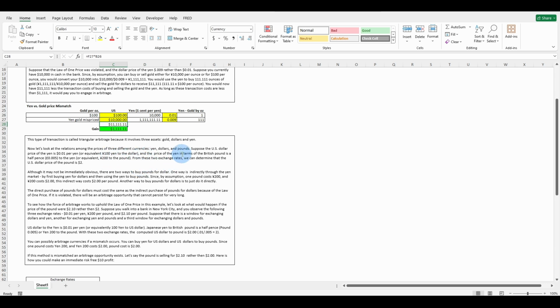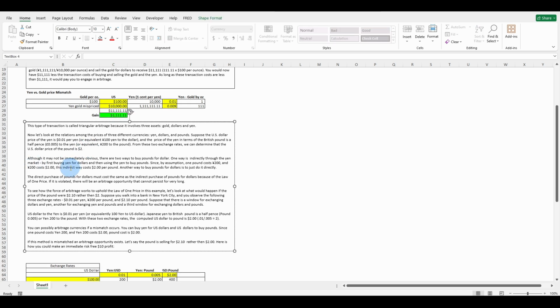And the price of the yen in terms of the British pound is half a pence. It looks like the British pound equals 0.005 to the yen, or equivalently 200 yen to the pound. Well, all you're doing now is you're going to get twice as many yen because the British pound is 0.005. So now from these two exchange rates, we can determine that the US dollar price of the pound is $2. You understand that?